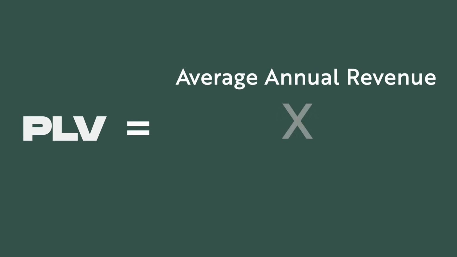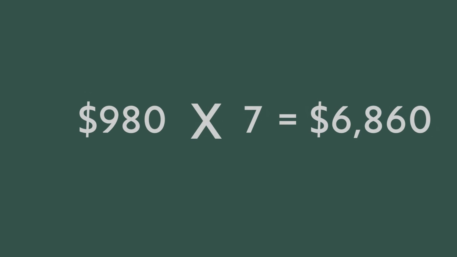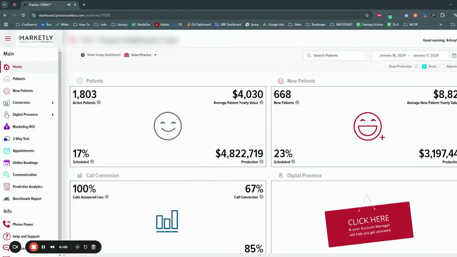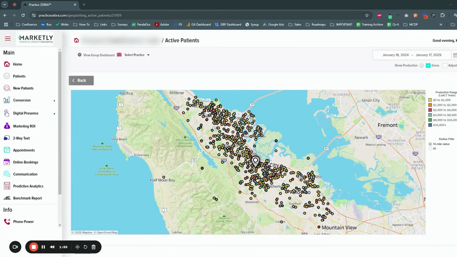So how do you track it? Well, you calculate the average annual revenue per patient. The national average is around $980. Then you multiply it by the average number of years that a patient would stay with your practice. The average for that is 7. So use your practice management software or use our Marketly Practice Metrics dashboard to make this calculation even easier.